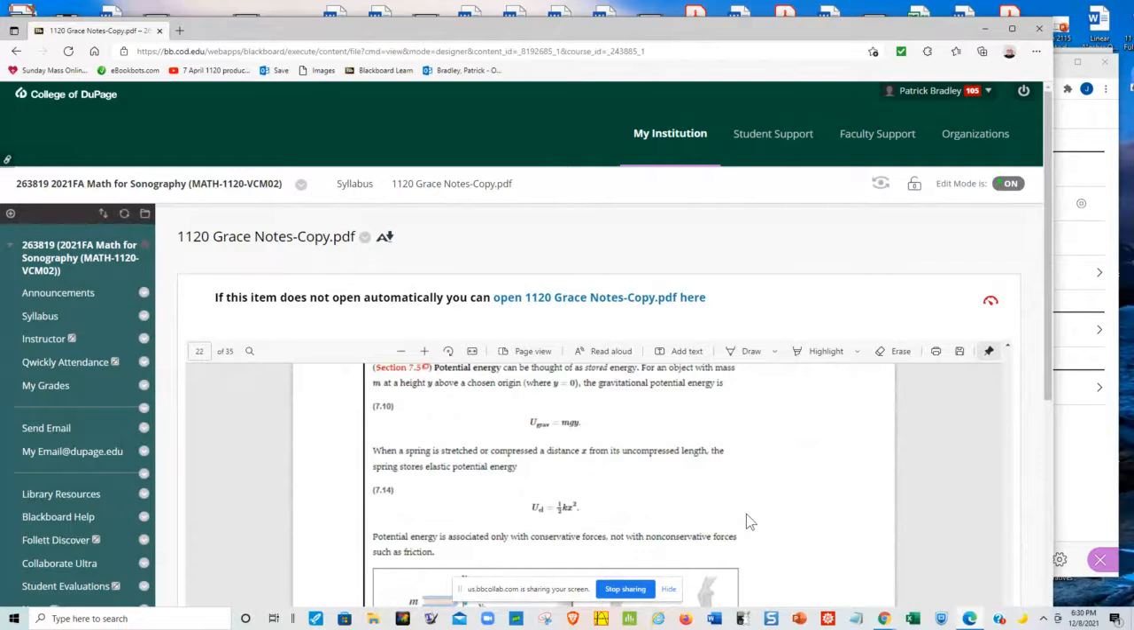And for potential energy, there were at least two flavors that we had. There was gravitational potential energy, which says that the potential energy due to gravity is mgh. And the other kind of potential energy we can get is when we stretch or compress a distance x from the uncompressed length of a spring, in which case this potential energy, it's energy that's there waiting to be tapped, but it's not tapped yet, is equal to 1/2 k x squared.